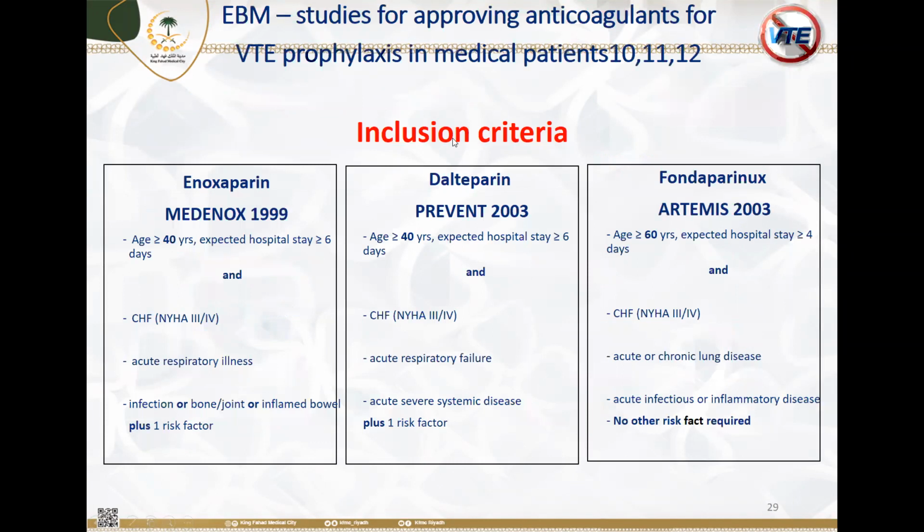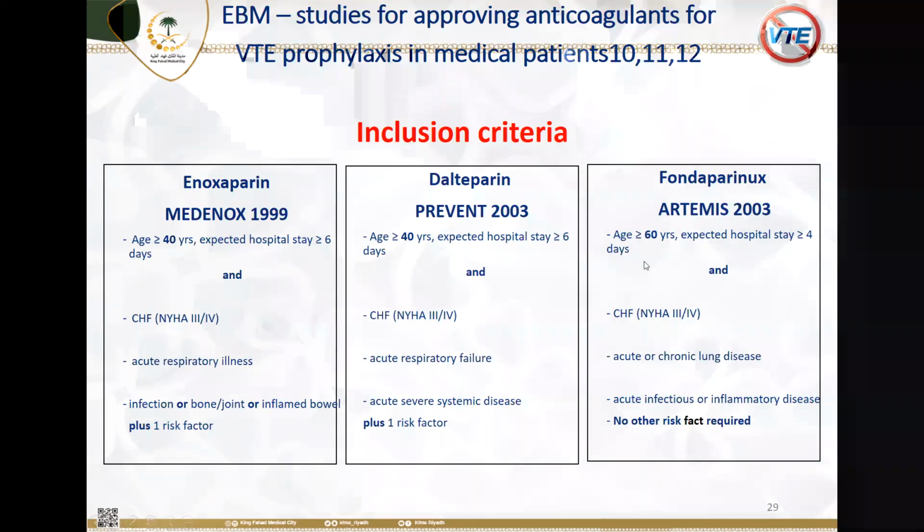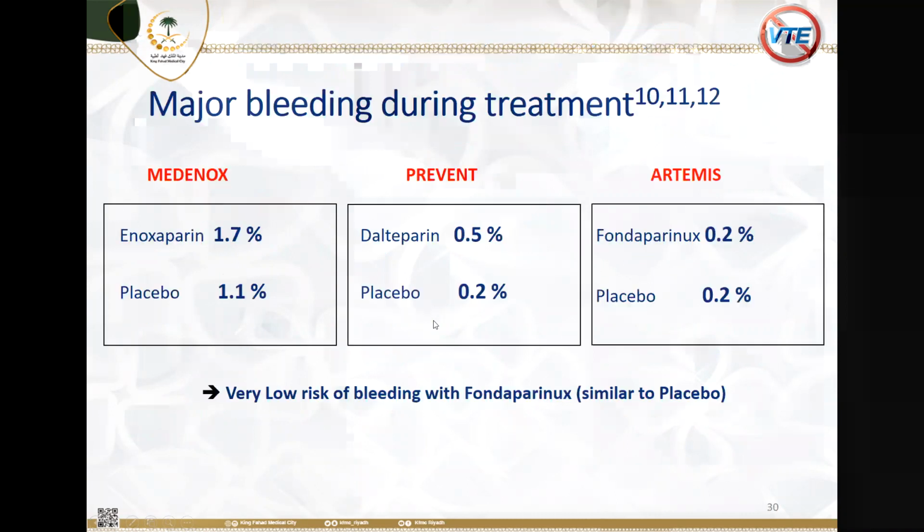So how do we compare the Artemis trial, which was published in 2003, with the other landmark studies? This is very important: enoxaparin Medenox, published 1999, and dalteparin Prevent, 2003. Their population is older. The elderly patients are at higher risk of thrombosis, and they also have the same risk factors.